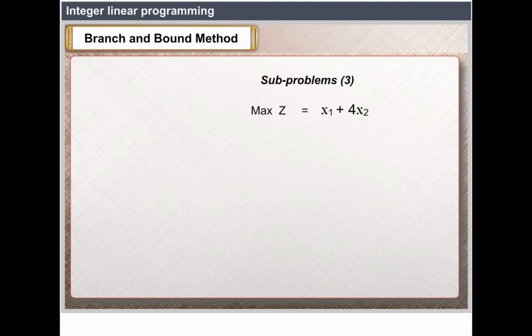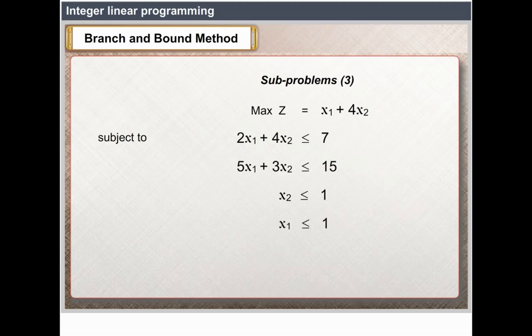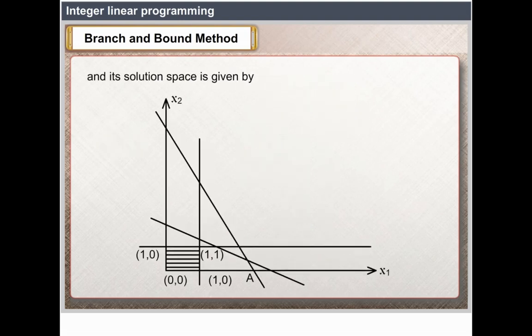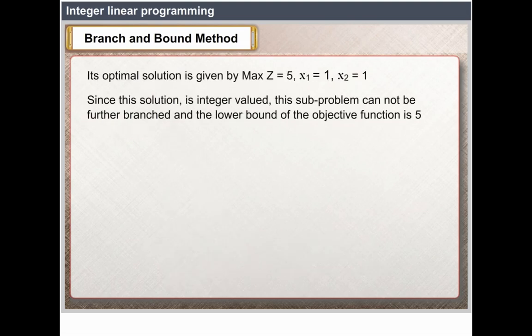Subproblem 3. Maximize z = x1 + 4x2 subject to 2x1 + 4x2 ≤ 7, 5x1 + 3x2 ≤ 15, x2 ≤ 1, x1 ≤ 1 and x1, x2 ≥ 0. And its solution space is given by the graphical method. Its optimal solution is maximize z = 5, x1 = 1 and x2 = 1. Since the solution is integer valued, this subproblem cannot be further branched and the lower bound of the objective function is 5.